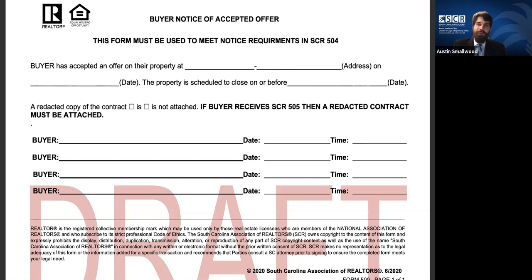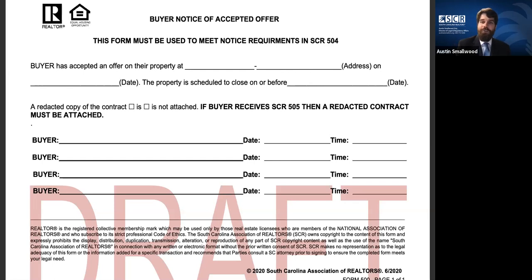It's got to be the shortest form in the SCR forms library. So it's simply going to be, buyer has accepted on their offer on their property at 123 Main Street, Anytown, Ohio on April 19th. And the property is set to close on or before May 15th. And then we're going to say whether or not we have attached a redacted copy of the contract.